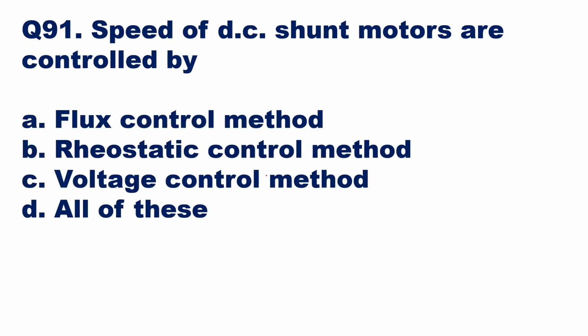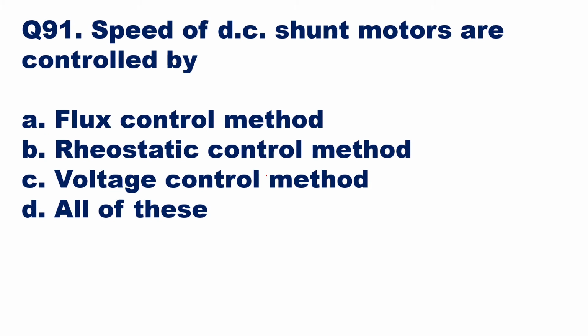Speed of DC shunt motors are controlled by. Okay, so if you remember the control of DC and AC motors section of industrial automation subject. So in that, the speed of the DC shunt motor are controlled by. Option A is given as flux control method. There is a flux between the two windings. B is rheostatic control method, where rheostatic resistance is going to vary and the voltage is going to vary. And C is voltage control method.